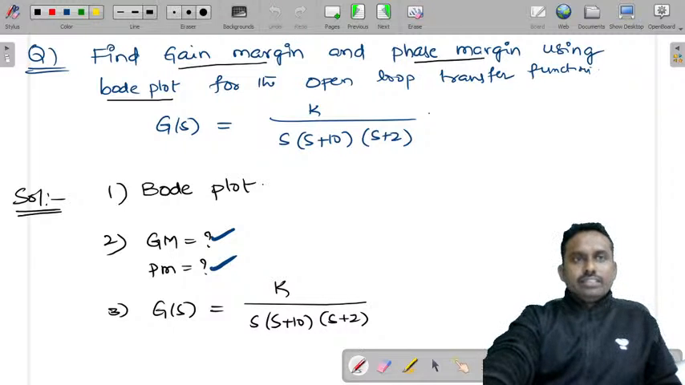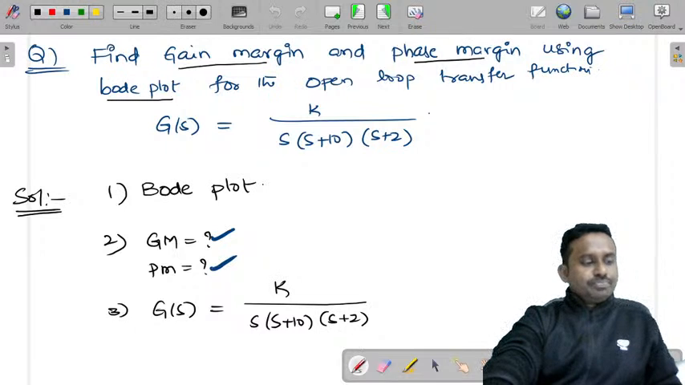Now let's look at this. Find gain margin and phase margin using Bode plot for the given open loop transfer function.